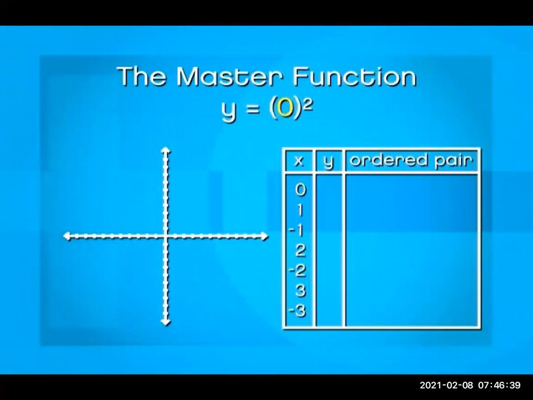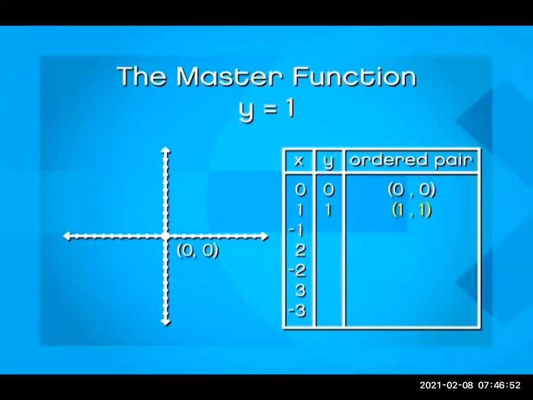0. 0 squared is 0. Our y value is 0. The ordered pair is 0, 0. Let's plot that point here. 1. 1 squared is 1. Our y value is 1. The ordered pair is 1, 1. Plot that point here. -1. -1 squared is 1. Our y value is 1. The ordered pair is -1, 1. Plot that point over here.